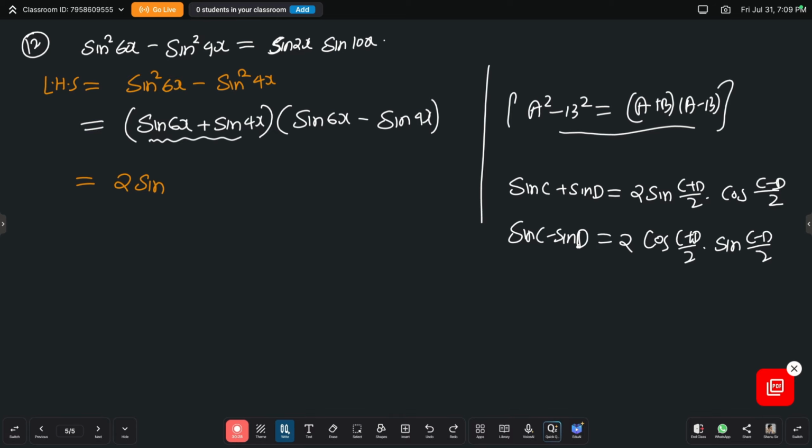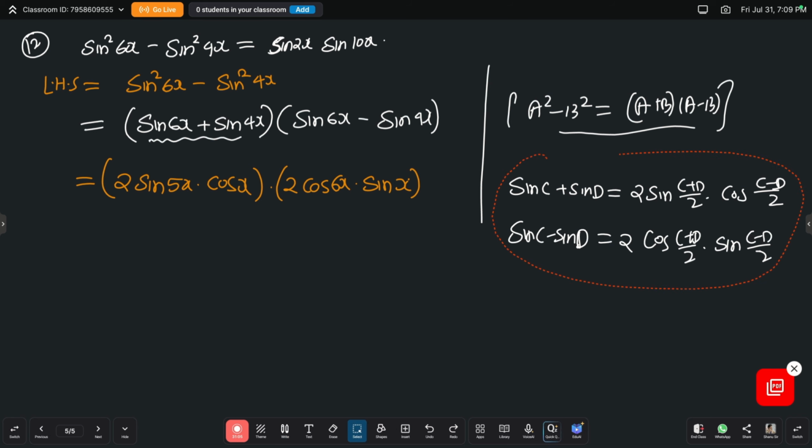So 6x plus 4x is 10x, 10x upon 2 is 5x, into cos of 6 minus 4, which is 2, 2 upon 2 is 1, so only cos x. What I did here, I applied the formula. Into here sin c minus sin d: 2 first cos of 6 plus 4, 2 cos 5x into sin of 6 minus 4 upon 2, only x. Correct? I applied these formulas.